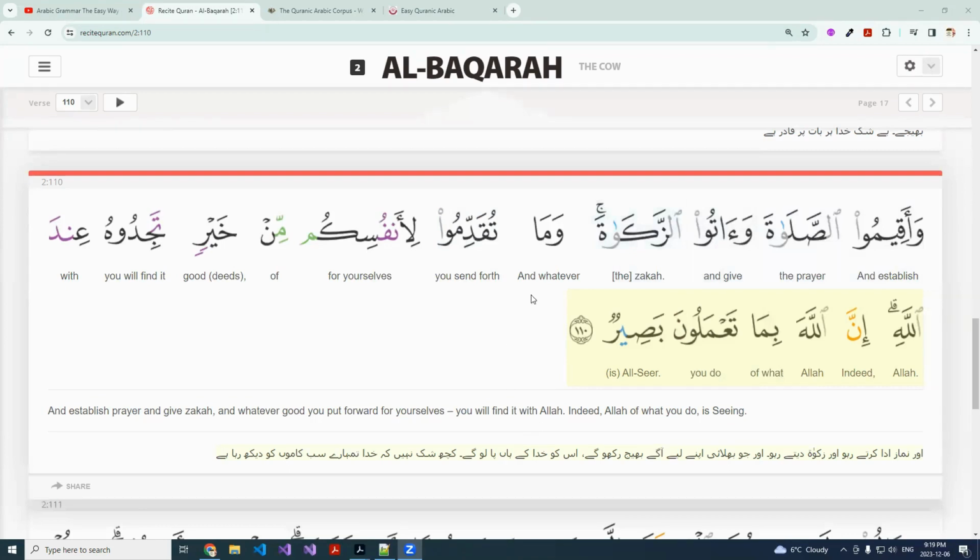Then we have wama tukaddimu. Now tukaddimu is used in the sentence. So this is fi'l mudare again, right?